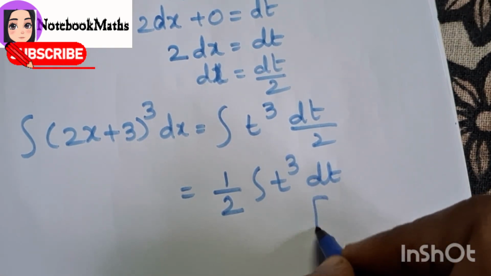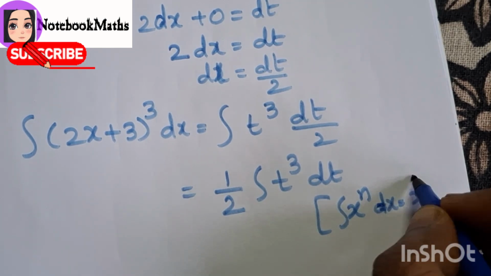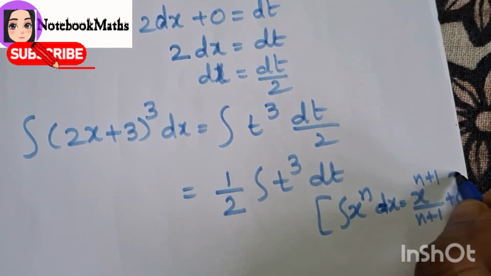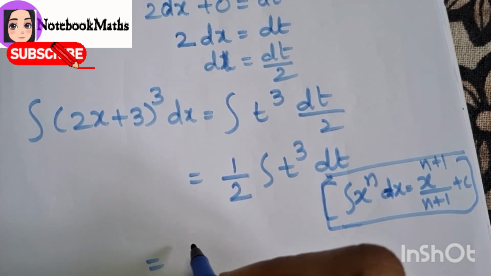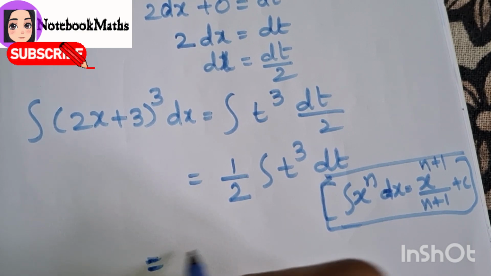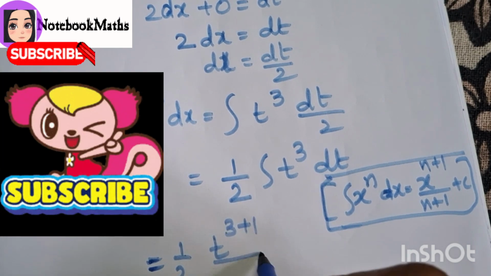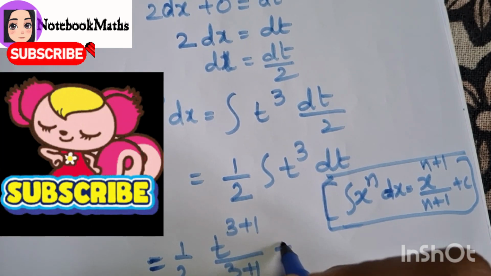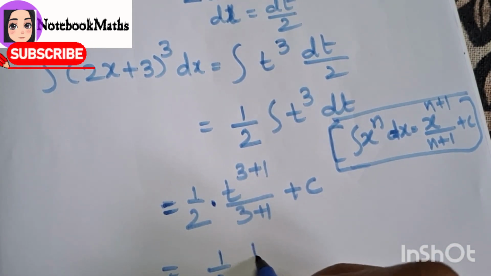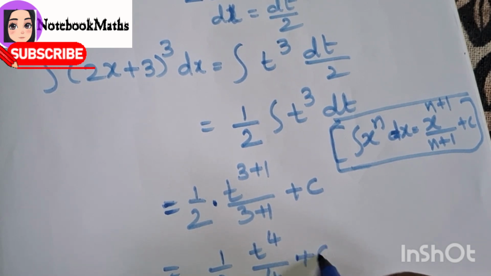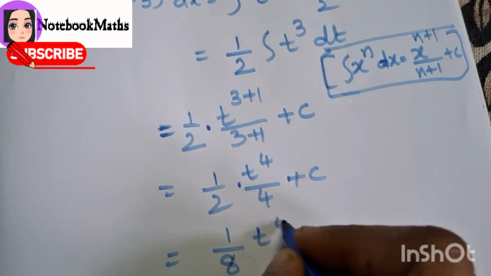We know that the integration of xⁿ dx is x^(n+1) by (n+1) plus c. This is the formula, a very important formula. So before doing problems, we have to be perfect in formulas. So 1 by 2 times the integration of t³ is t^(3+1) by (3+1) dt plus c. Now integrated. So 1 by 2, this is multiplication, t⁴ by 4 plus c. Now the denominator becomes 8, so we get t⁴ by 8 plus c.